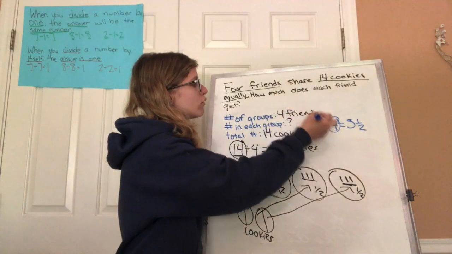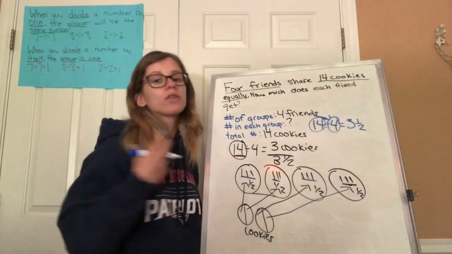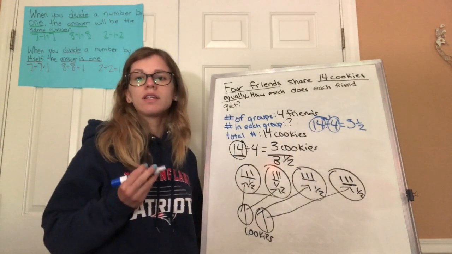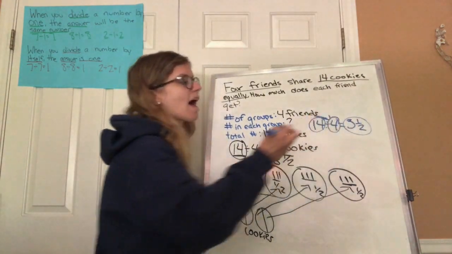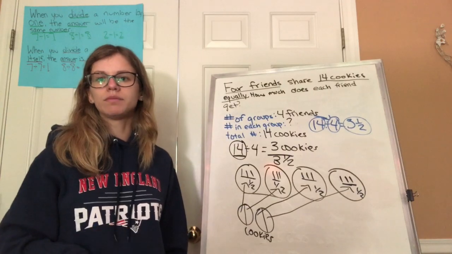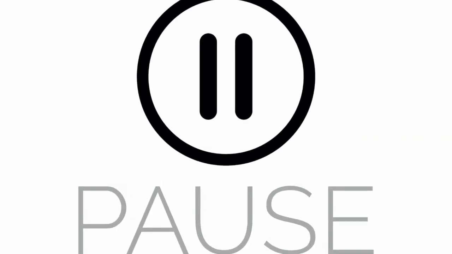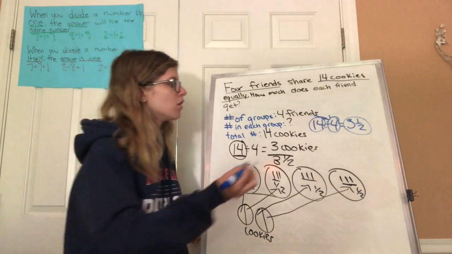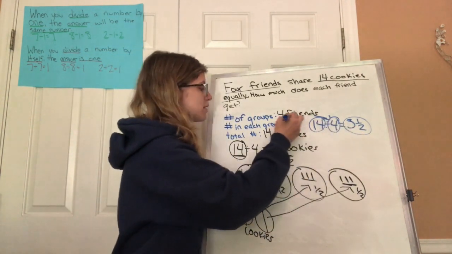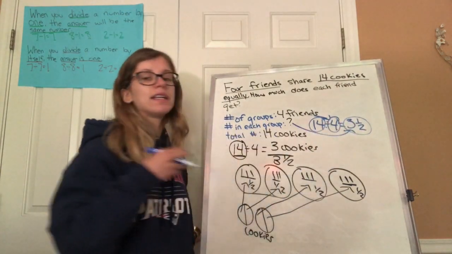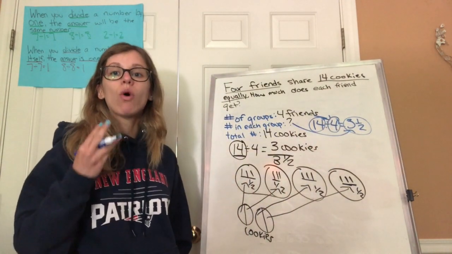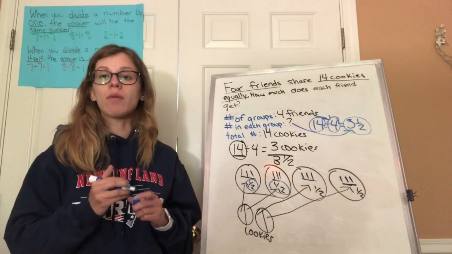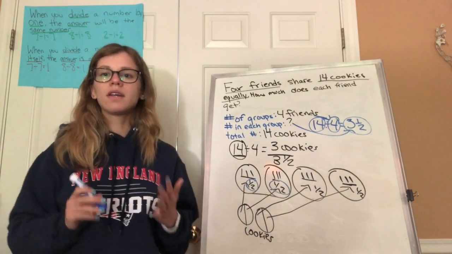Four is the number of friends, or the total number of groups that you're breaking that total number into. Now let's think about, what does 3.5 mean in this equation? Three and a half means the number of cookies in each group. There's 3 whole cookies and then a half of a cookie in each, if I was to break this up equally.